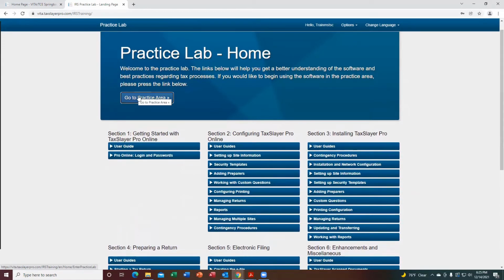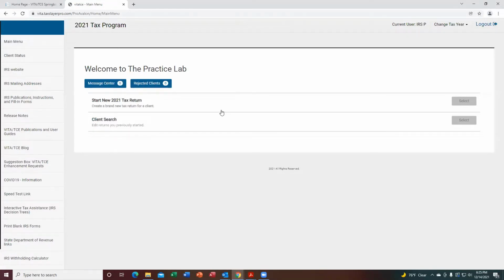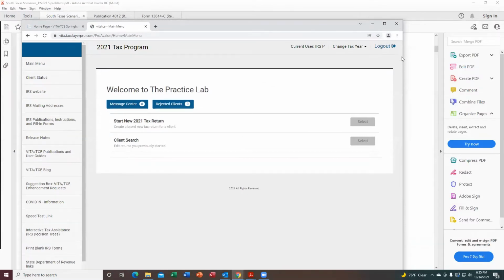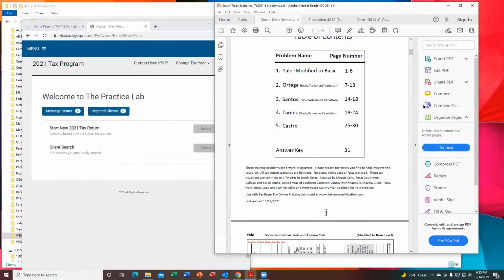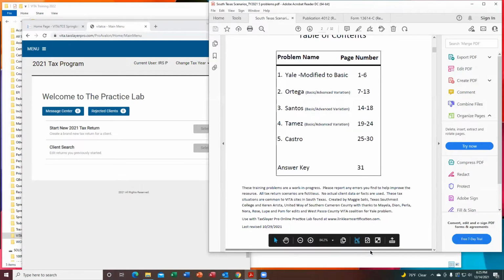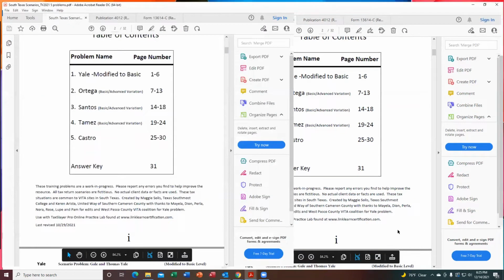So this is a practice lab. So I'm not going to do anything here just yet. I'm going to try to open both at the same time and see how that works. So these are the scenarios. The first one we're going to do is Yale. Yale has a little bit of everything. And so I'm just going to access it and open it up.